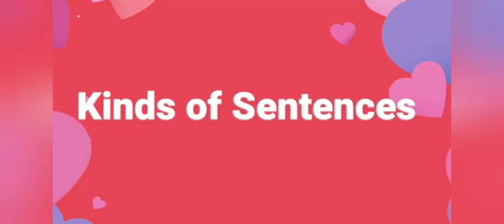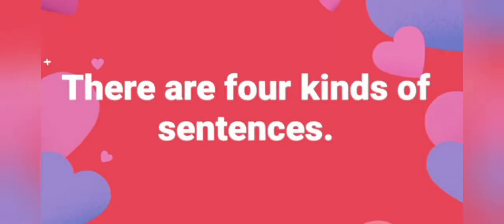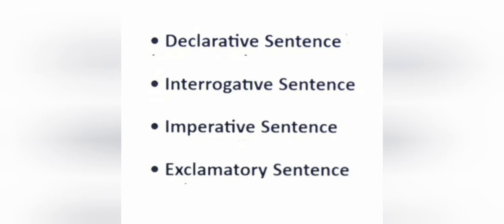Now it's time to go to the topic, and the topic is kinds of sentences. Students, there are 4 kinds of sentences. How many kinds of sentences are there? Yes, there are 4 kinds of sentences. First one is declarative sentence. Second one is interrogative sentence. Third one is imperative sentence. And fourth one is exclamatory sentence.